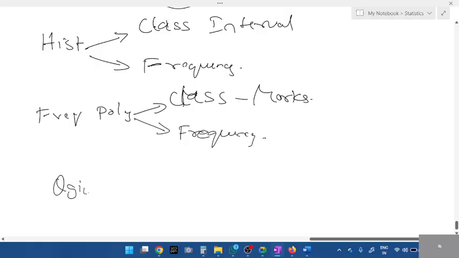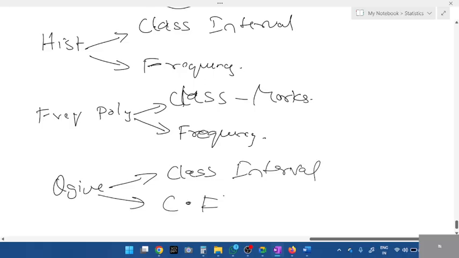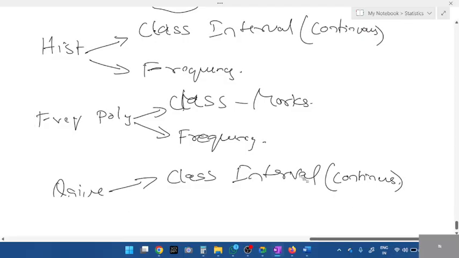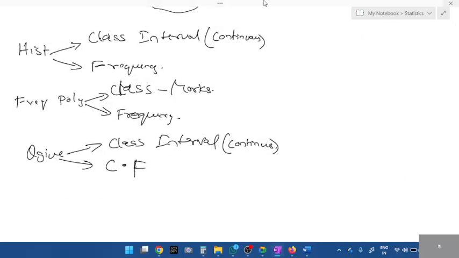Okay, tell me, for an ogive graph, what are the two things required? Class interval and cumulative frequency. Make a note of this. These are the three different things you have to remember. For a histogram, class interval and frequency. Class interval is nothing but continuous class interval. Even this one is continuous. If you understand this logic, you'll be able to solve any question. Then you should know how to convert from cumulative frequency to frequency, and frequency to cumulative frequency.